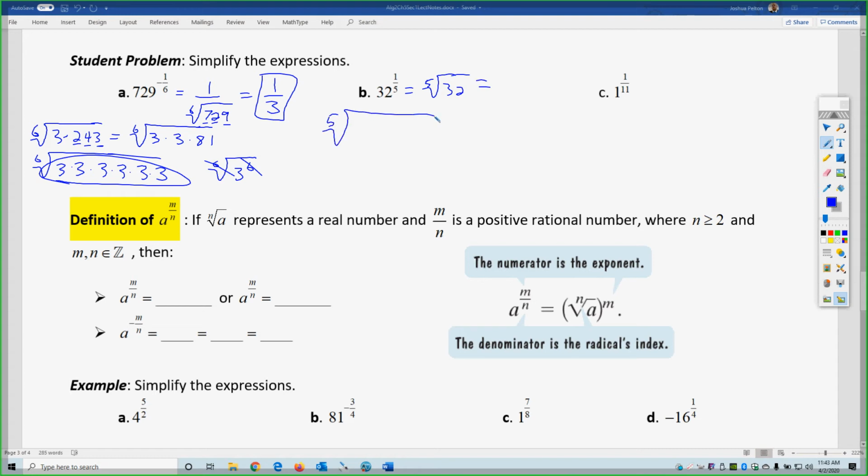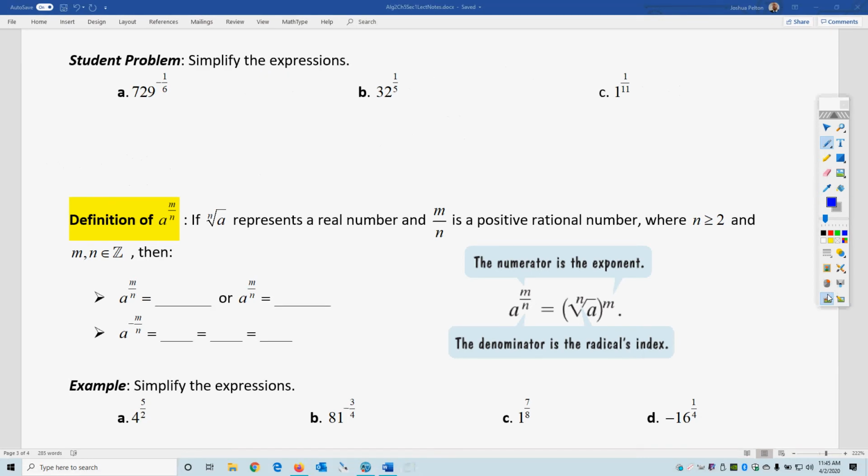And 32 is 4 times 8 for the prime factorization. So the answer is 2. And the last one, you can write it out if you want to, but it's 1. Any power of 1, or 1 to any power, is just 1. Okay, all of those have numerators of 1, which means an exponent of 1.